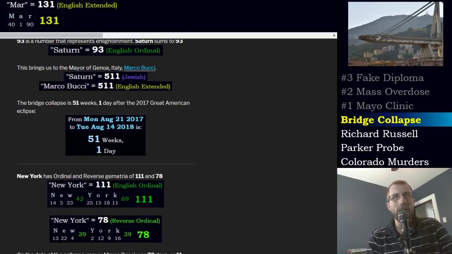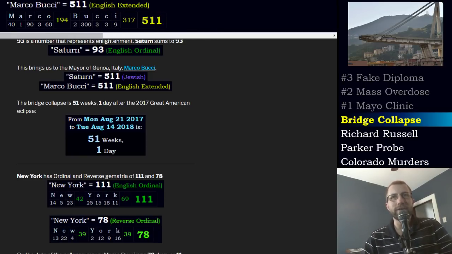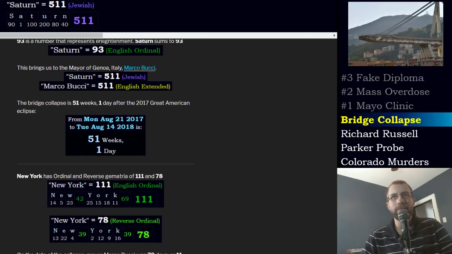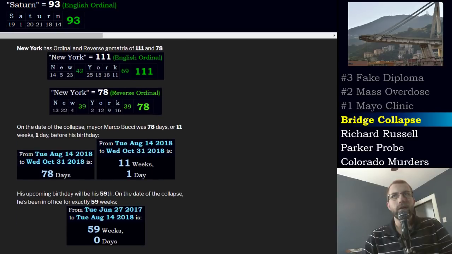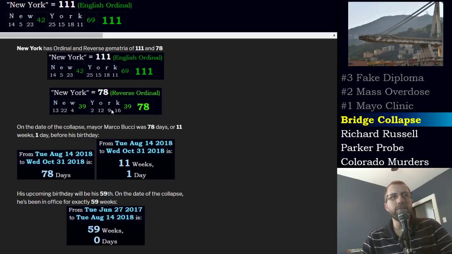The mayor of Genoa, Italy, is Marco Bucci, who has this gematria of 511. Remember, Saturn equals 511 and 93, just like Genoa in the reverse order. So this Marco Bucci, he's got an interesting birth date. He was born October 31st, which means this bridge collapse happened 78 days or 11 weeks and a day before his birthday. Well, look at the gematria of New York. 78 reverse, 111 ordinal. Even the mayor's birthday is tied into this.